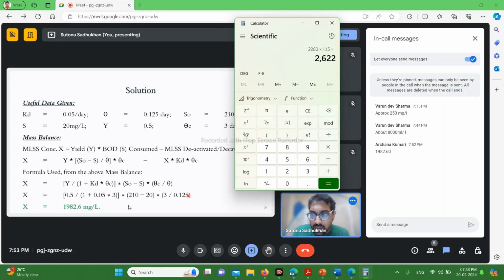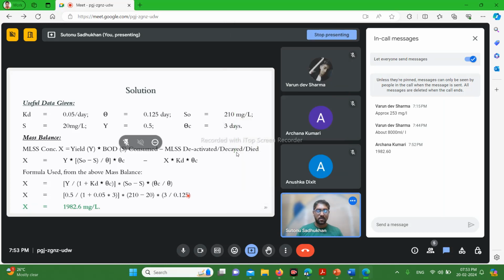So it is 190 only, yes. With 1.15, you have to divide it, divided by 1.15 squared, right? Yes. So yes, the answer is correct: 1983 milligram per liter.